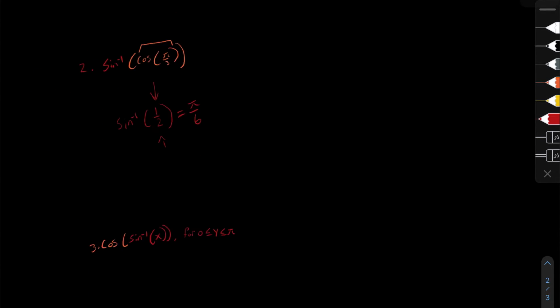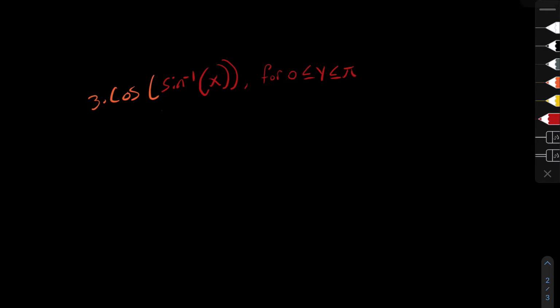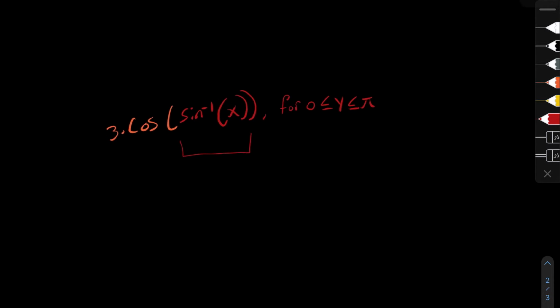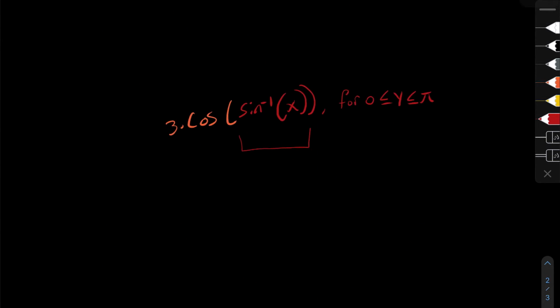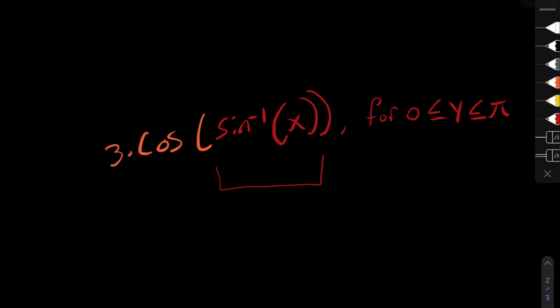So we have this equation, sine inverse of x. If we go back to our base equations, we know that when we have an inverse, the parentheses is our answer, and it equals our angle. So since our angle is outside and we don't know it yet, we are now looking for this, which is x, which is our answer.